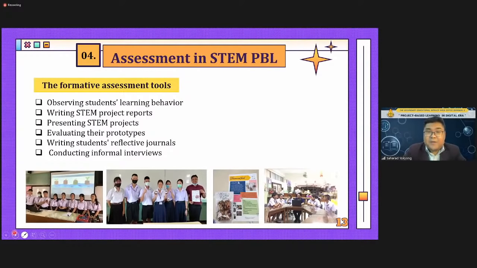Let's look at the fourth part, assessment in STEM PBL. The following are the formative assessment tools that were used to evaluate student learning during each step of engineering design. For example, observing student learning behavior, writing STEM project reports, presenting STEM projects, evaluating their prototype, writing student reflective journals, and conducting informal interviews.